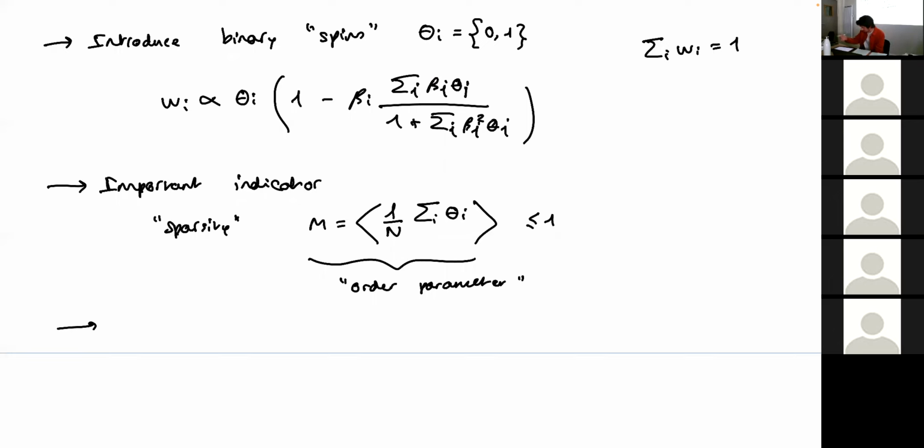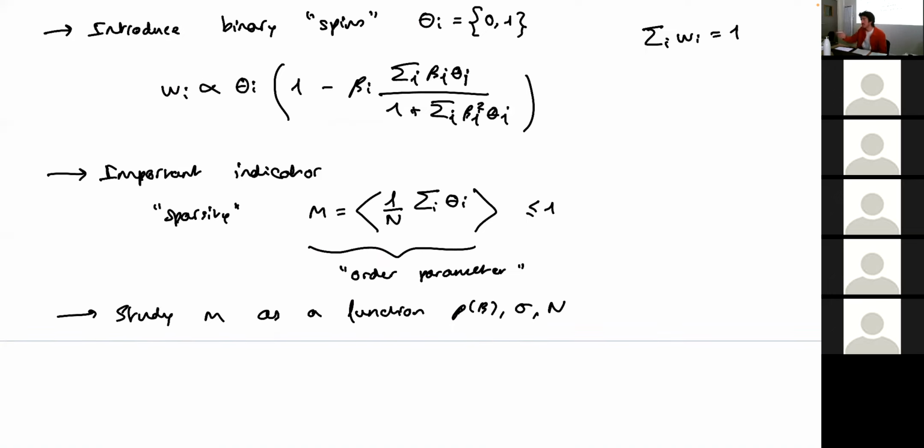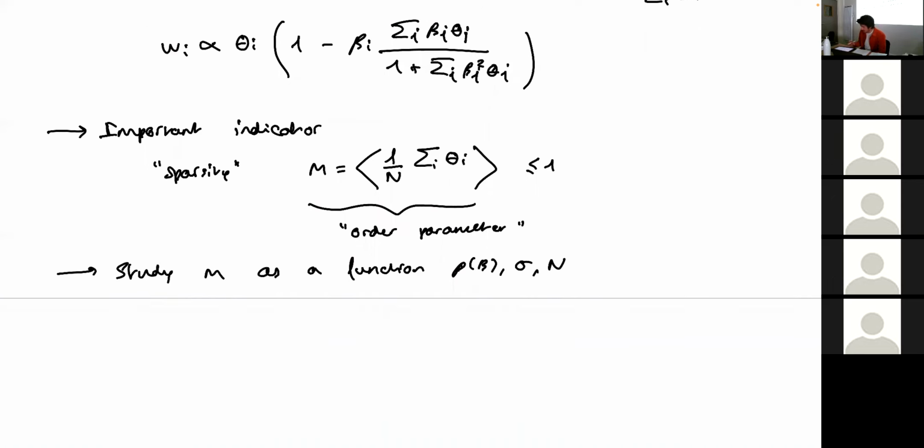And this is a good point, because now we're going to study M as a function of the distribution of betas, of its width in the case where you fix it, and also of N, because of course the size of the portfolio is going to be important. And you'll see that there's a whole regime where you actually don't exclude anyone because you don't need to. All right, so we'll do this right now.